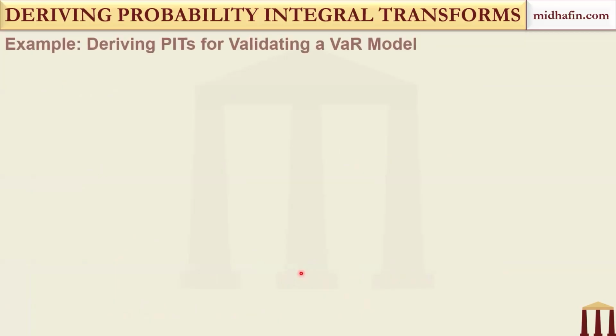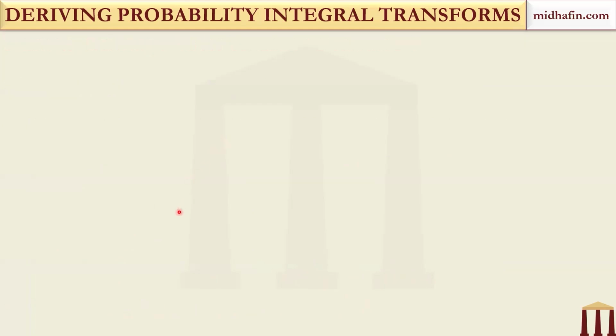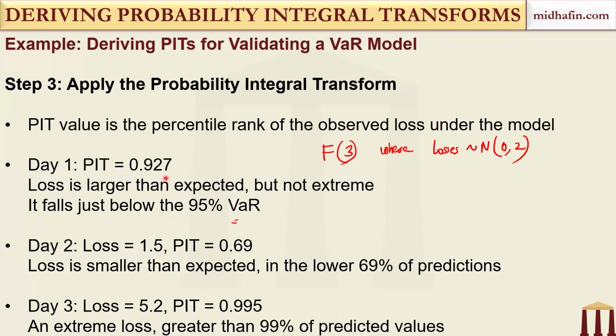Then step 4, we have to interpret the PIT values. If the model is accurate, all these values on consecutive days, whatever we are getting, 0.927, 0.69, 0.995, if you repeat this over many, many days, you can use Python or RStudio where you can have, say, 10,000 sample points, you will clearly see that over a long period it will definitely become uniform. Okay, I'll definitely try to demonstrate this.